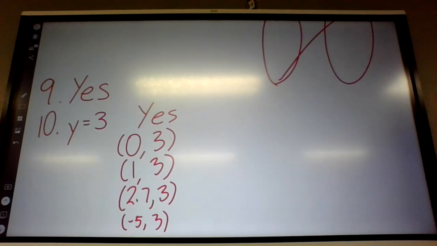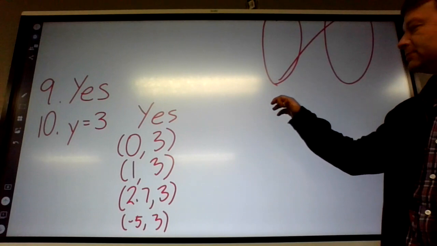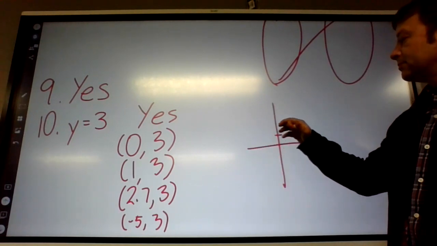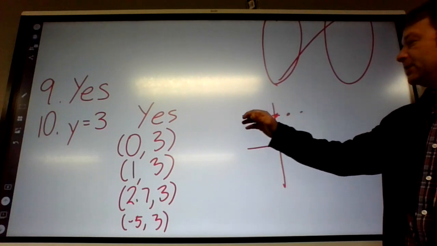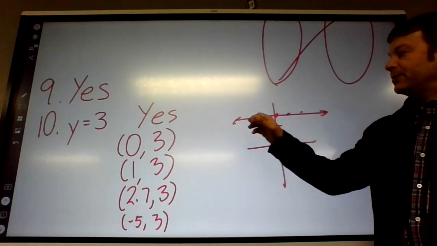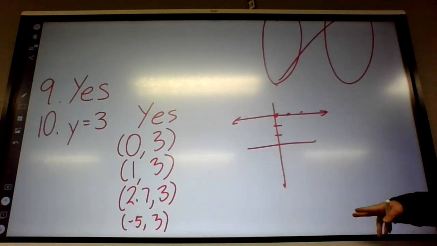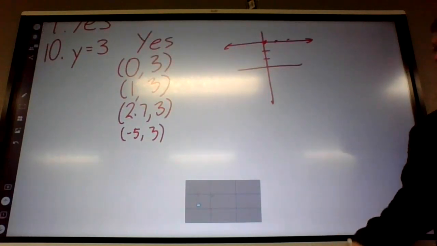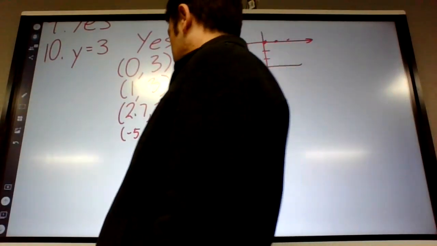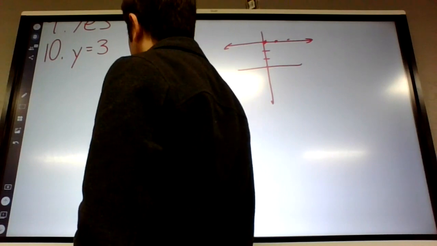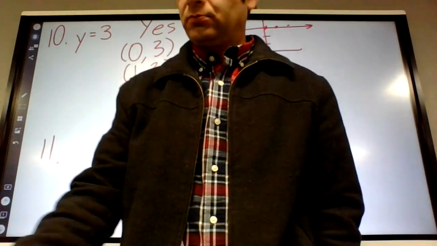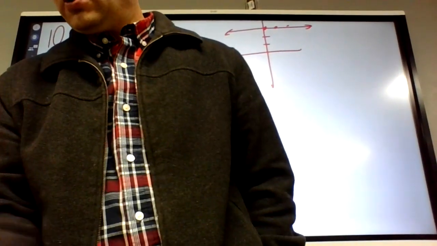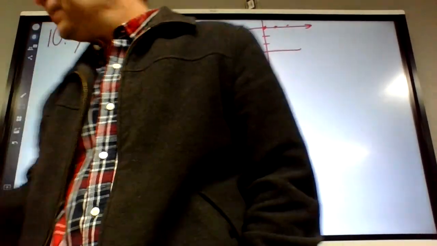You guys know what that would look like on a graph? Horizontal line. Yeah, like (0, 3), (1, 3), (2, 3). Yeah, it's all these points. This is what y equals 3 looks like. We're going to need to know that for next chapter. You guys remember slope and y-intercept and all that stuff? I think that's coming up. All right.